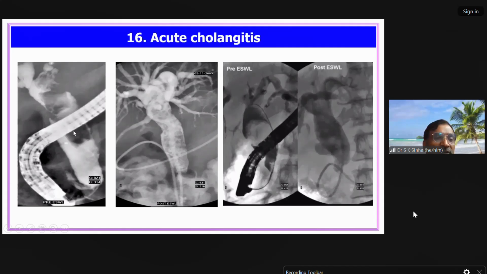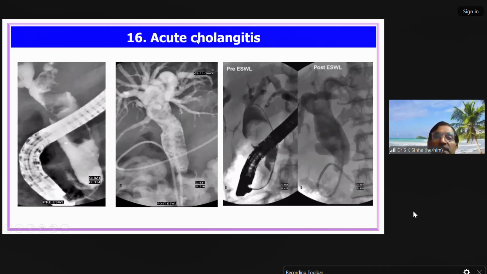So this is a 12 millimeter diameter scope. You can see the stone is almost 20 millimeter plus in size, so it will not be possible to extract. So either you do lithotripsy, or you do spyglass and break the stones with laser lithotripsy or mechanical lithotripsy, some sort of lithotripsy.